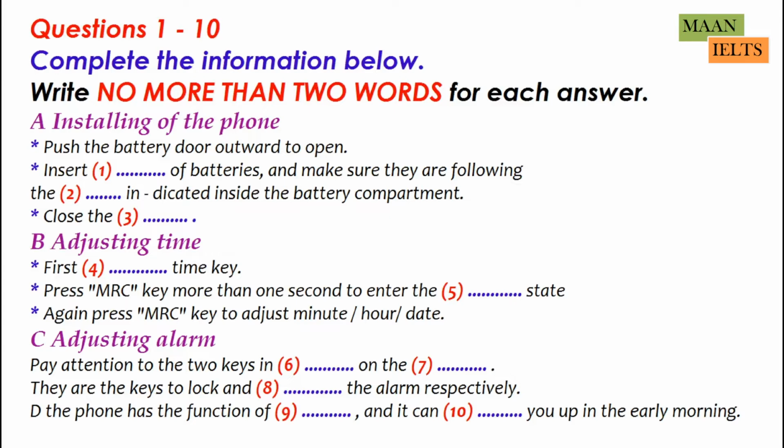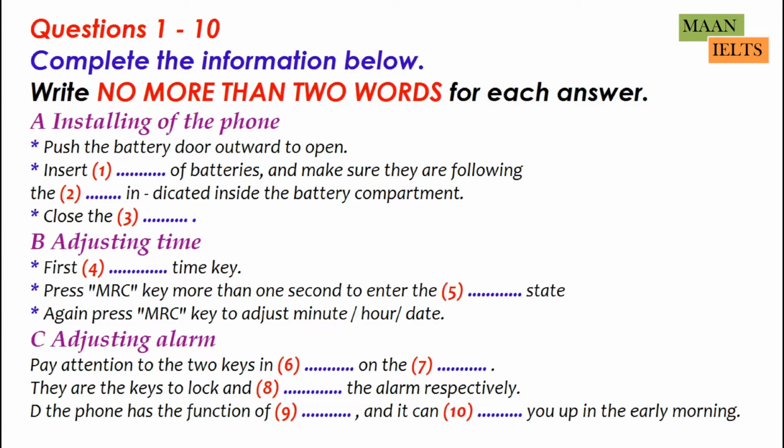Now, let's come to the second step, adjusting time. Press time key first, then press MRC key more than 1 second to enter the time adjusting state. Have you seen the second digit flashing now? Yes, it is flashing now. So, let's go on. Press MRC key again to adjust minute, hour, date. Have you finished? Yes, all the digits have been flashing successively.